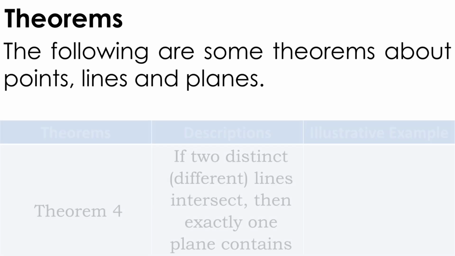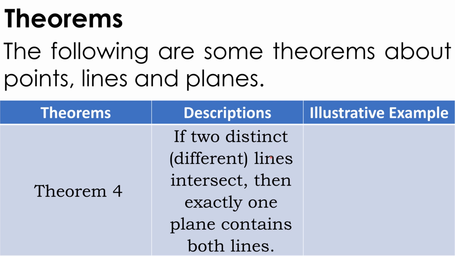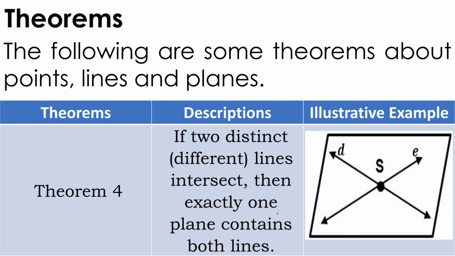Theorem number 4. If two distinct or different lines intersect, then exactly one plane contains both lines. So we have here the illustrative example. We have line D and line E. They both intersect and their point of intersection is point S. So these two lines and the point of intersection is located at exactly one plane. That is theorem number 4.